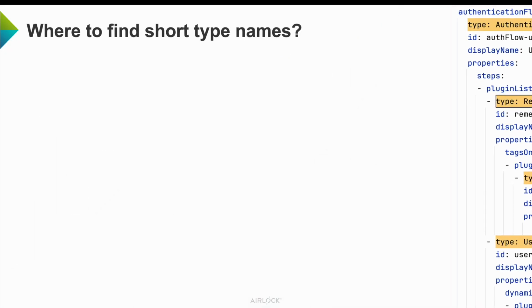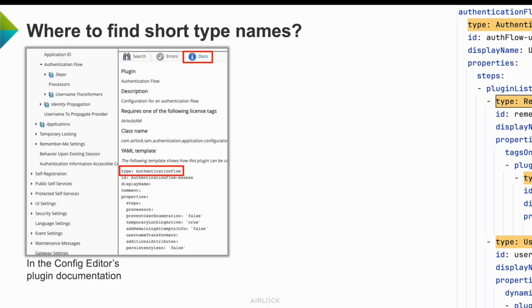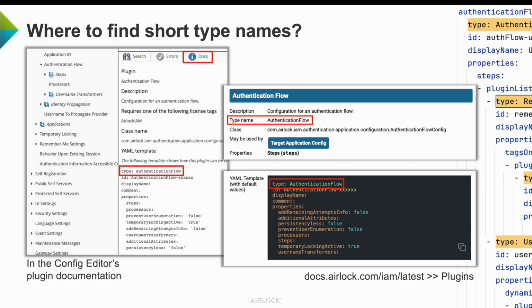So where can you find these short type names for each plugin? One, in the config editor in the plugin documentation of each plugin. And second, in the documentation of Airlock IAM. So if you go to docs.airlock.com and choose the latest release, then you can click on the plugin link on the top right, and you will see the type name for each plugin in the header of the plugin and also in the YAML template at the end of each plugin.